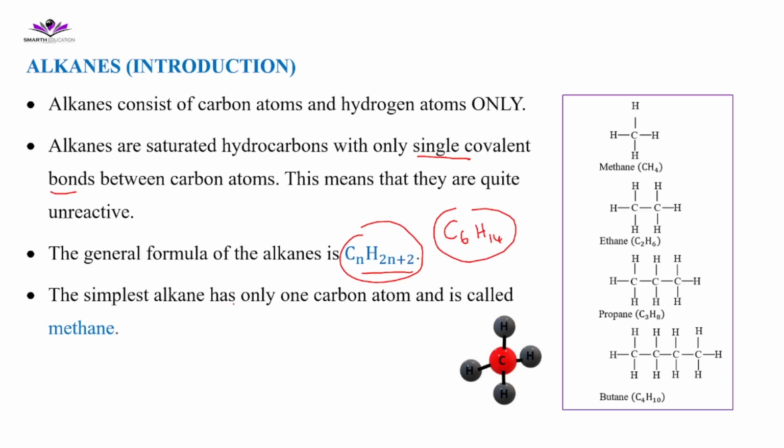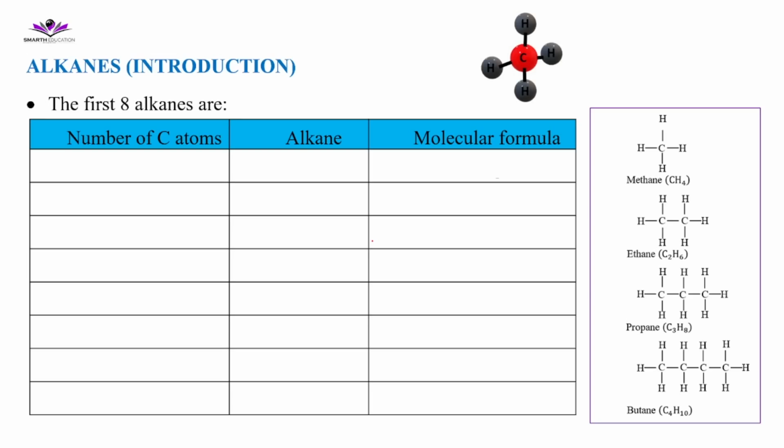The simplest alkane has only one carbon atom and is called methane. These are the first four alkanes that we have. I'm showing you here the structural formulae. We have methane, ethane, propane, and butane. But we have to know how to name the first 8 alkanes. These are the first 8 alkanes.